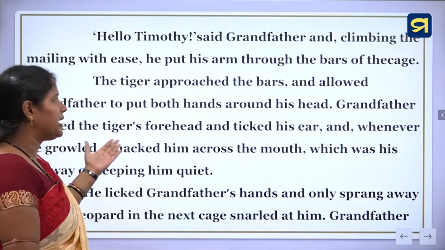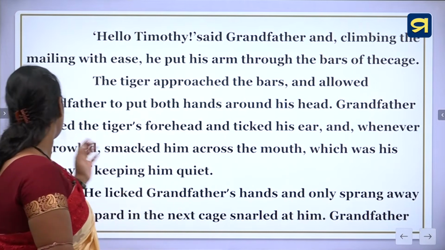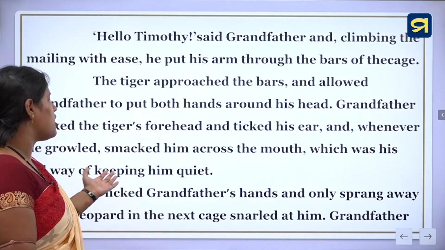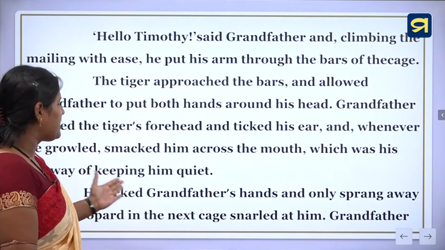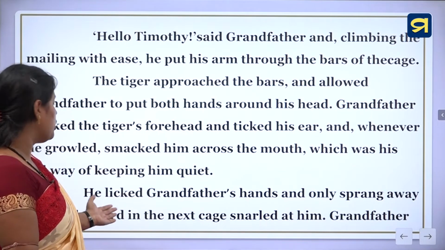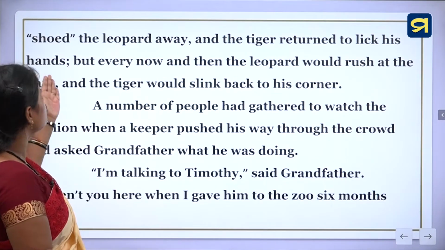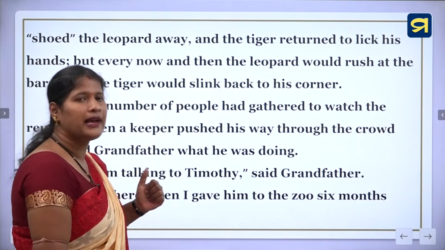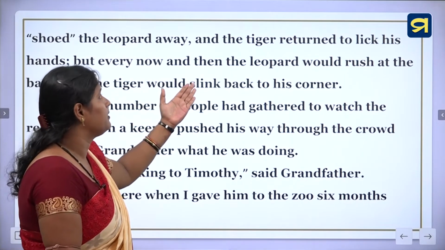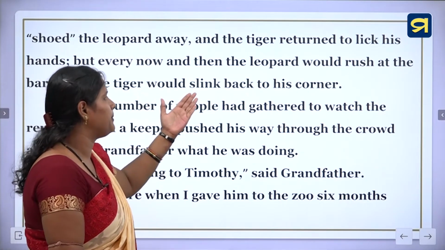Grandfather stroked the tiger's forehead and tickled his ear, and whenever he growled, smacked him across the mouth, which was his old way of keeping him quiet. He licked grandfather's hands and only sprang away when a leopard in the next cage snarled at him. Grandfather shooed the leopard away, and the tiger returned to lick his hands. But every now and then the leopard would rush at the bars and the tiger would slink back to his corner.